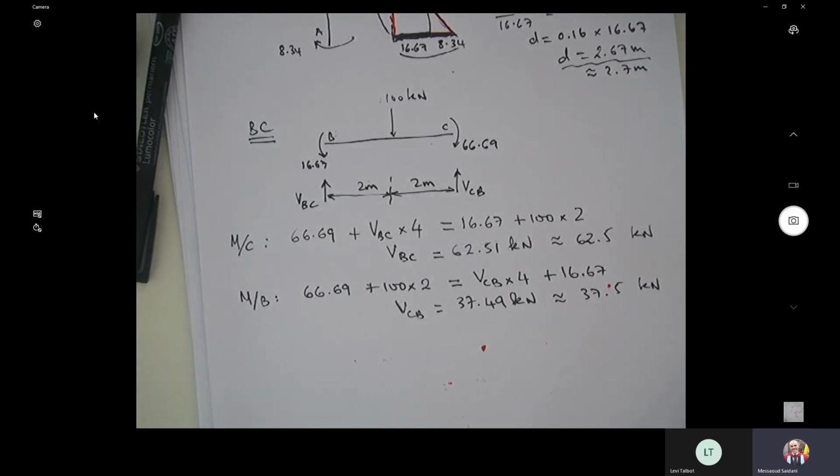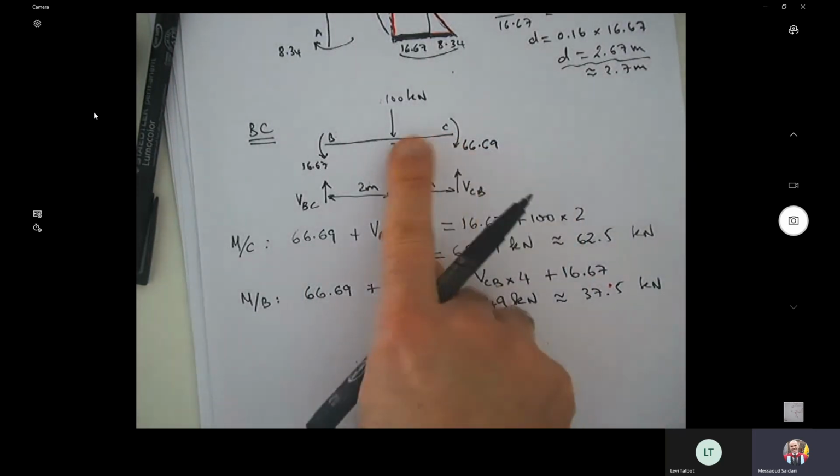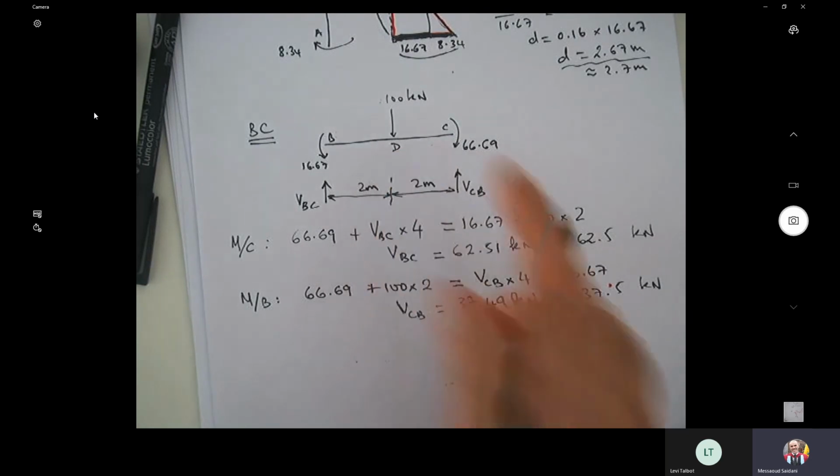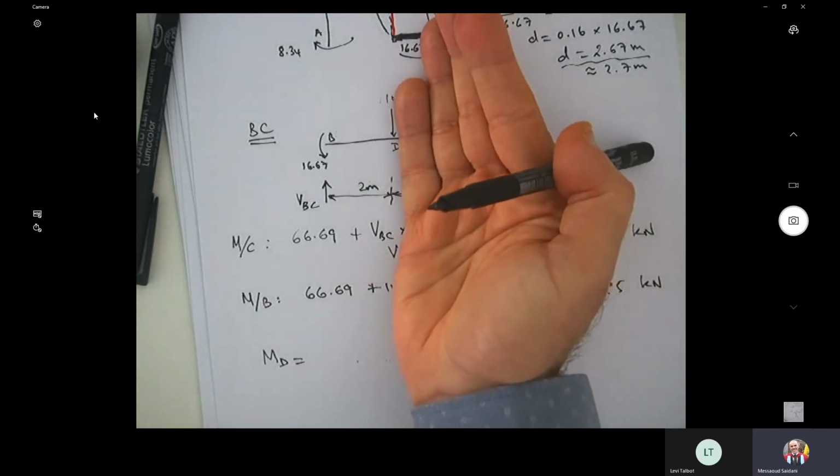Okay. So now we can determine the moments. Let's call this point here in the middle D. Then the moment at D. What is the bending moment at D?